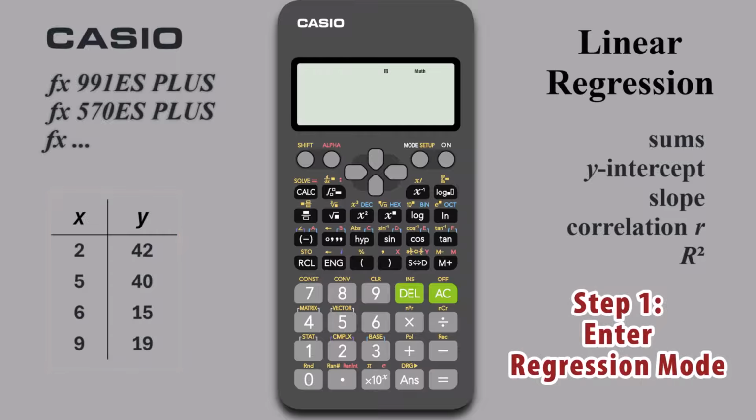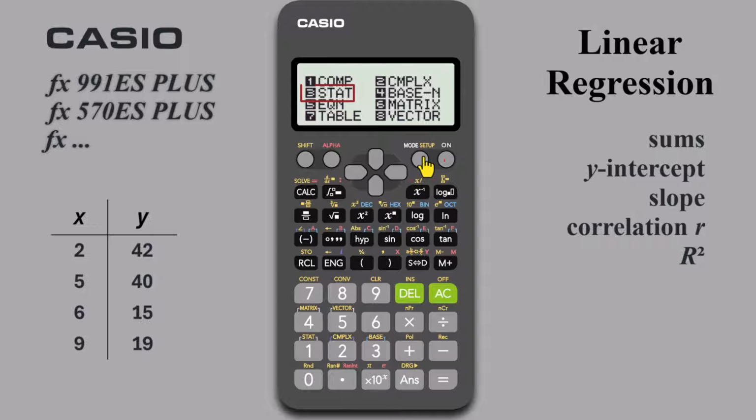To enter regression mode, press the Mode button. Select Stat by pressing 3. To set the calculator to linear regression mode, choose A plus BX by pressing 2.